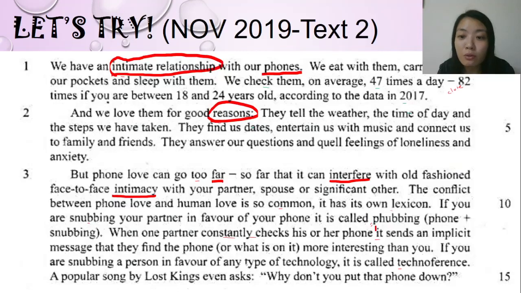Just now, remember we saw the word fubbing, right? What is it? Don't worry. Later, we will get to it when the question asks us. When one partner constantly checks your phone, it sends an implicit message that they find the phone more interesting than you. If you're snubbing a person in favor, maybe you don't know the meaning of the word snubbing, doesn't matter also. Later, we will find out if the question asks you. It's called technoference. A popular song by Lost King asks, why don't you put the phone down? So this passage is basically telling us about how the phone interferes with our life.